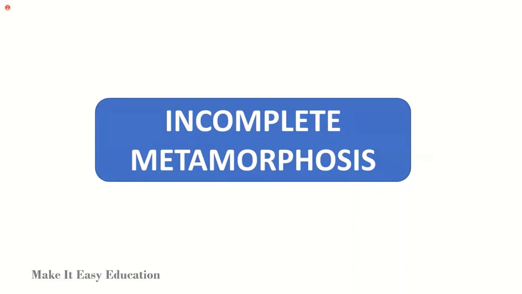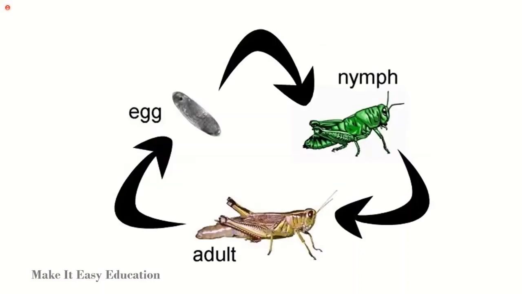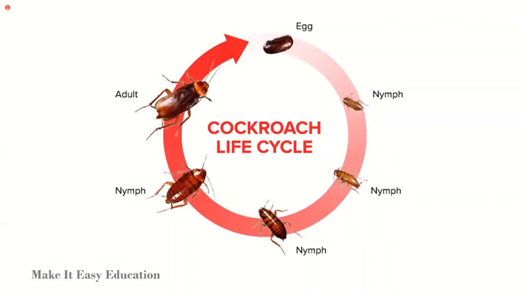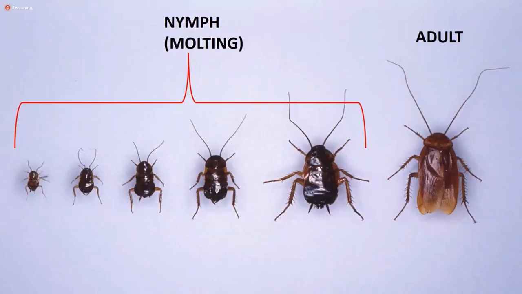Incomplete metamorphosis. In incomplete metamorphosis, an animal goes through 3 different stages in its life cycle. First, the animal hatches from the egg as a nymph. Nymphs look like tiny adults, but they don't have wings. As the nymph grows larger, it molts. Molting happens when an insect sheds its hard outer skeleton. After several molts, the insect, which now has wings, reaches its adult stage.